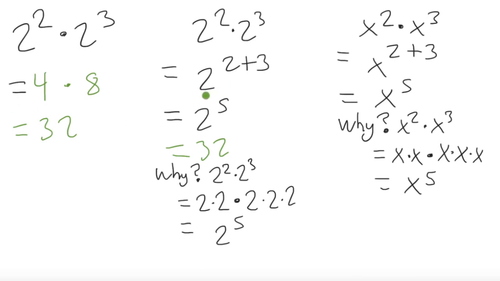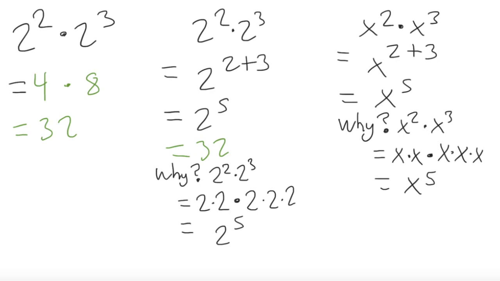So adding the exponents works if there's a number here, but it also works if there's a letter here. It doesn't matter. Yeah, it works when there's letters involved. Because think about it. Remember, letters in math are supposed to be numbers, right? Letters are supposed to be numbers that we don't know. Letters are supposed to be unknown numbers, right?